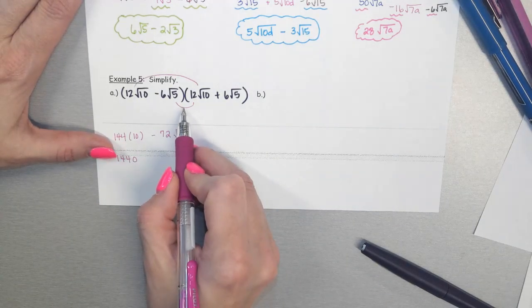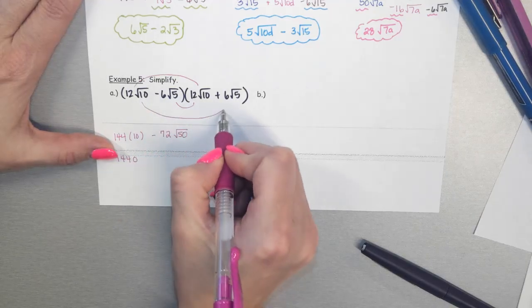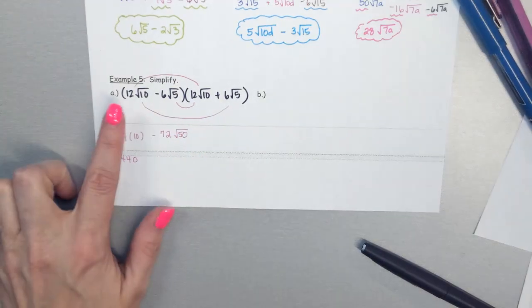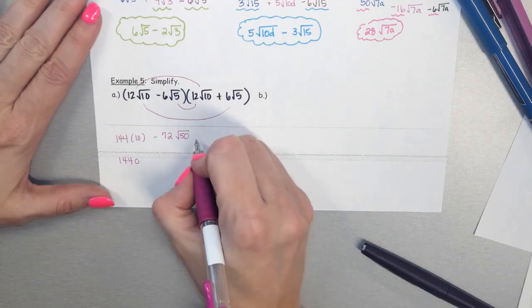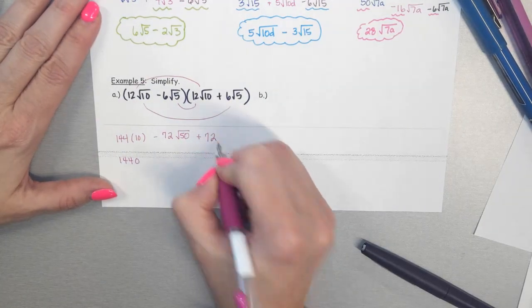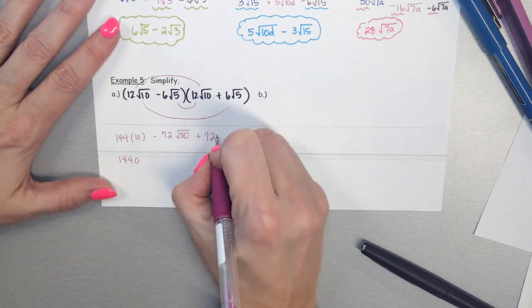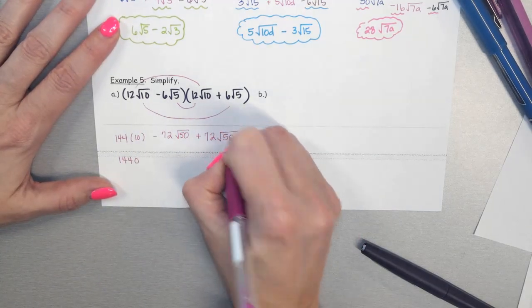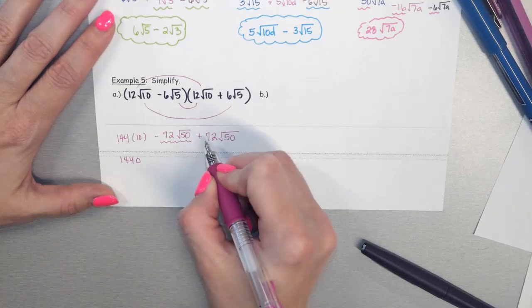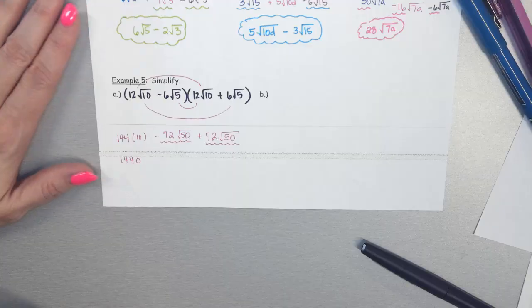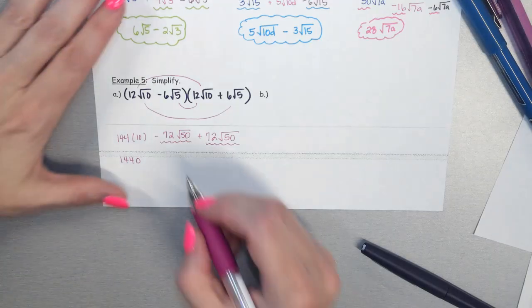And I like to do the inside first. You guys can do the outside first if you want. And then 12 times 6 root 5. 12 times 6 is 72. It's going to be positive. Root 10 times root 5 is the square root of 50. So what's going to happen here? You have minus 72 root 50 and plus 72 root 50. What does that make? 0.